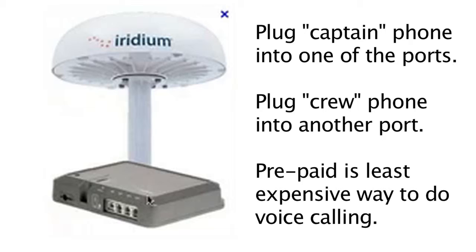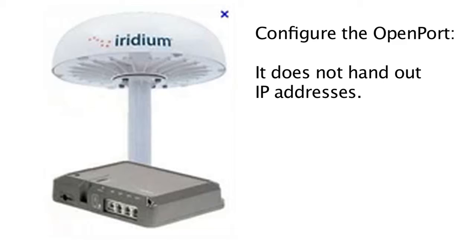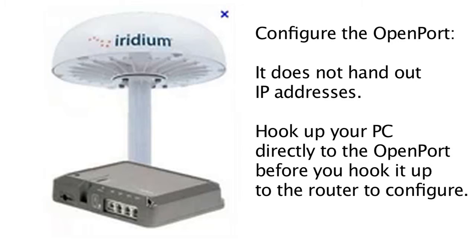Once you've got the router hooked up and the OpenPort hooked up, you will need to configure the OpenPort. The OpenPort comes configured so that it does not hand out IP addresses. And so you'll have to take a look at the manual, and you'll have to hook up your PC directly to the OpenPort before you hook it up to the router and configure it as I tell you.